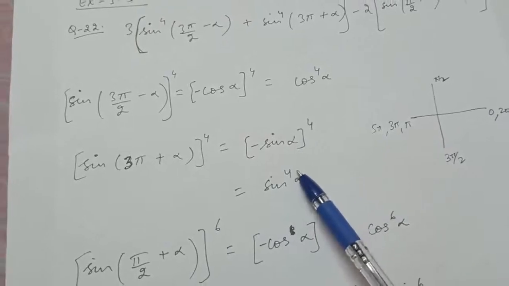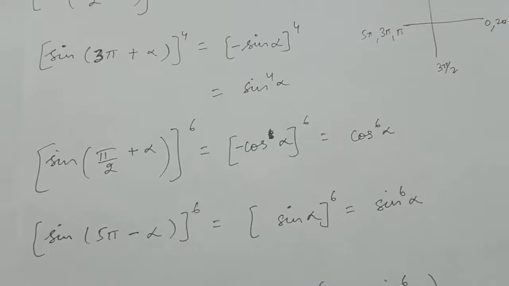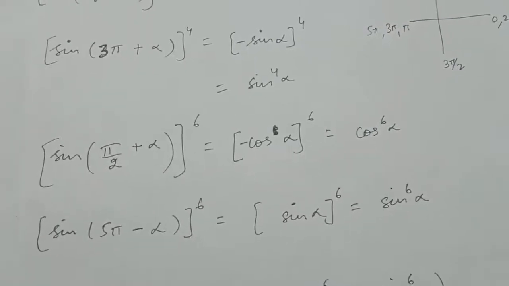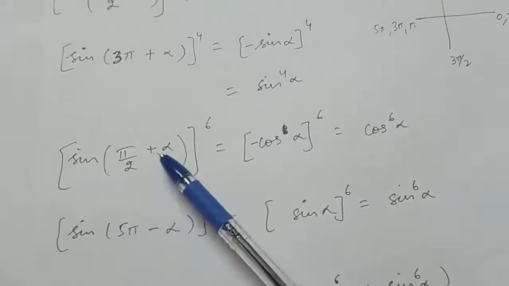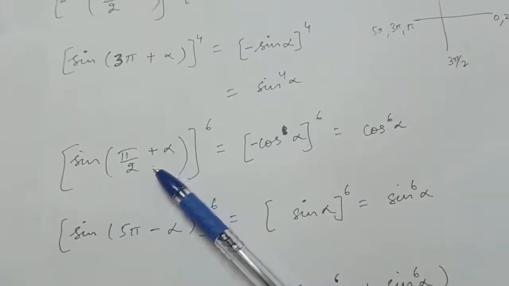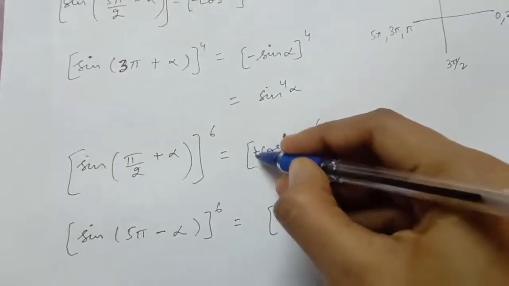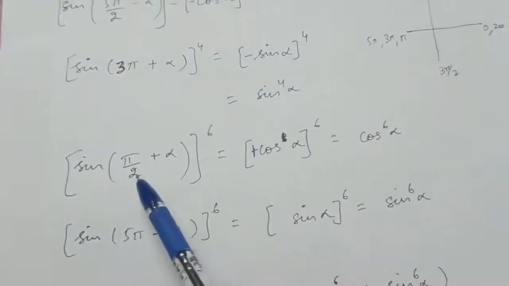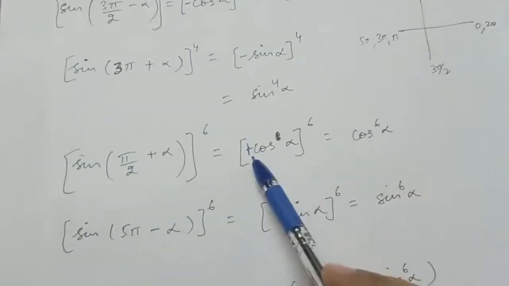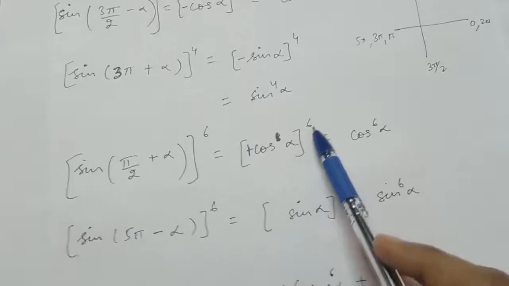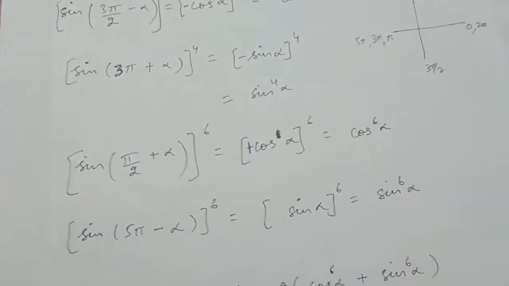Now we will calculate sin pi by 2 plus alpha whole raised to the power 6. So at pi by 2 sine will become cos. Pi by 2 plus something means second quadrant, right? And in the second quadrant sine is positive. This is pi by 2 plus alpha, that is second quadrant where sine is positive, so plus will come. So cos alpha whole raised to the power 6, which is cos alpha raised to the power 6, right?